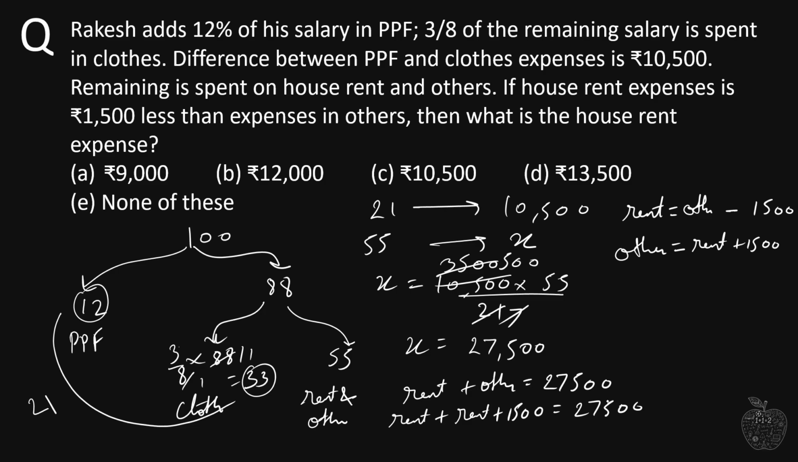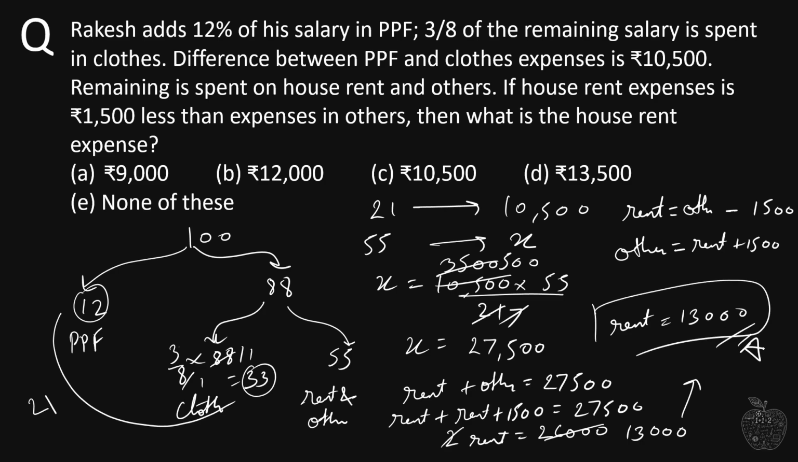This 1500 goes on the right hand side and gets subtracted. So we get 2 rent is equal to 27,500 minus 1500, which leaves 26,000, and 2 ones are 2, 2 3s are 6, 0 0 0. So we have our answer. Rent is equal to 13,000, and this is our required answer. So here option E is the correct one, and the correct answer is 13,000.